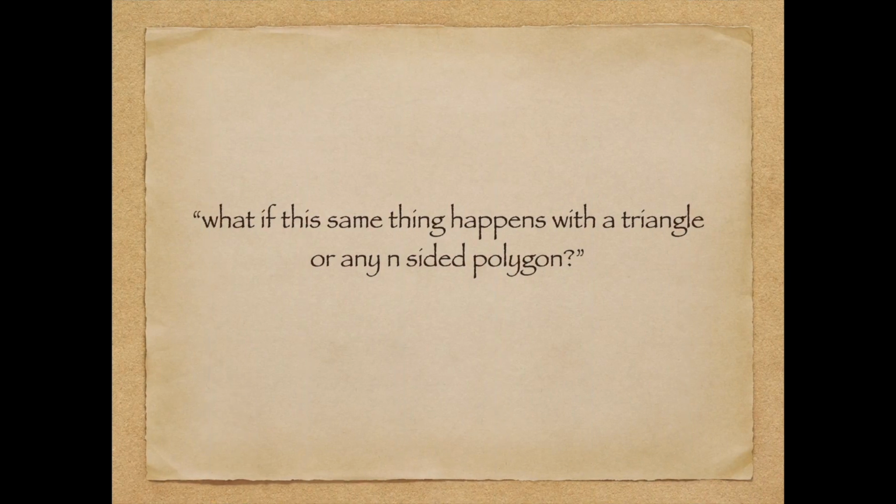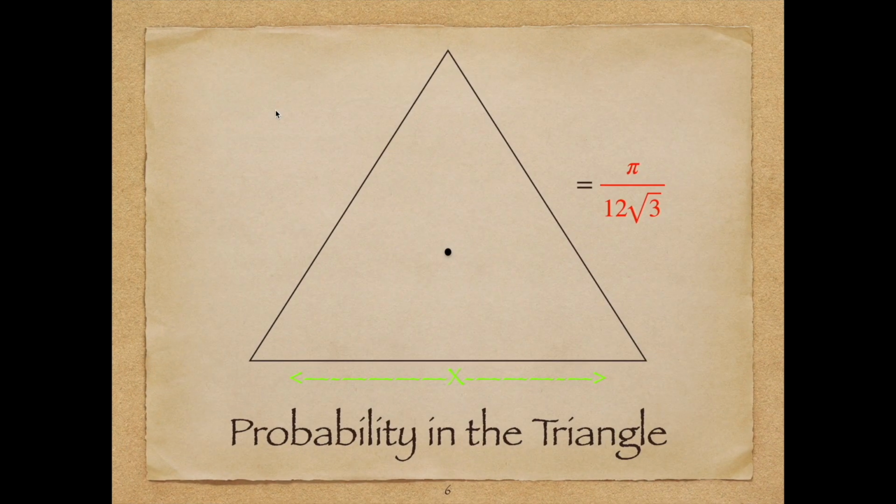This motivated me to inquire what if the same thing happens with a triangle or any n-sided polygon. Afterwards, I racked my brain and started to calculate the probability for different 2D polygons, which started from a triangle. Now, this time for the triangle. For now, you can pause the video and try to solve on your own. And if you get the answer pi by 12 root 3, you can skip the triangle part of this video. Else, you can watch the solution.